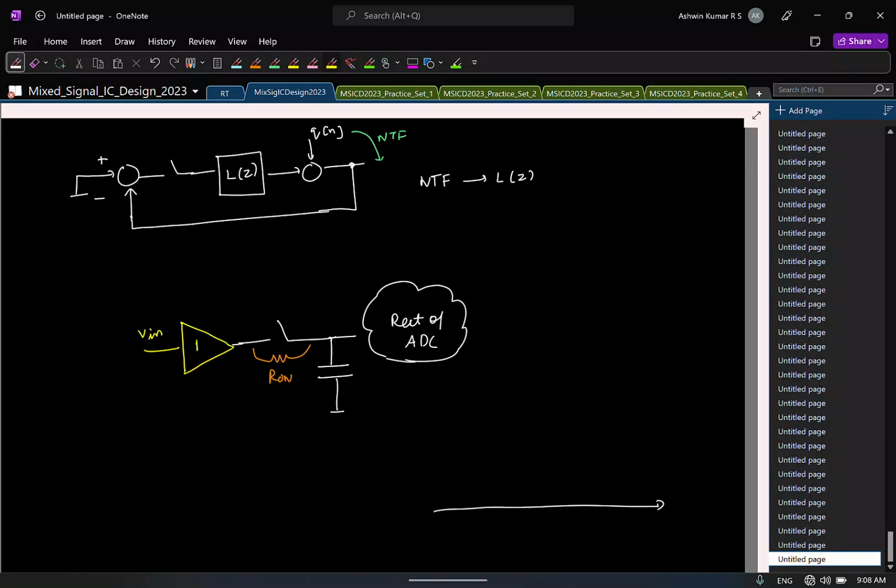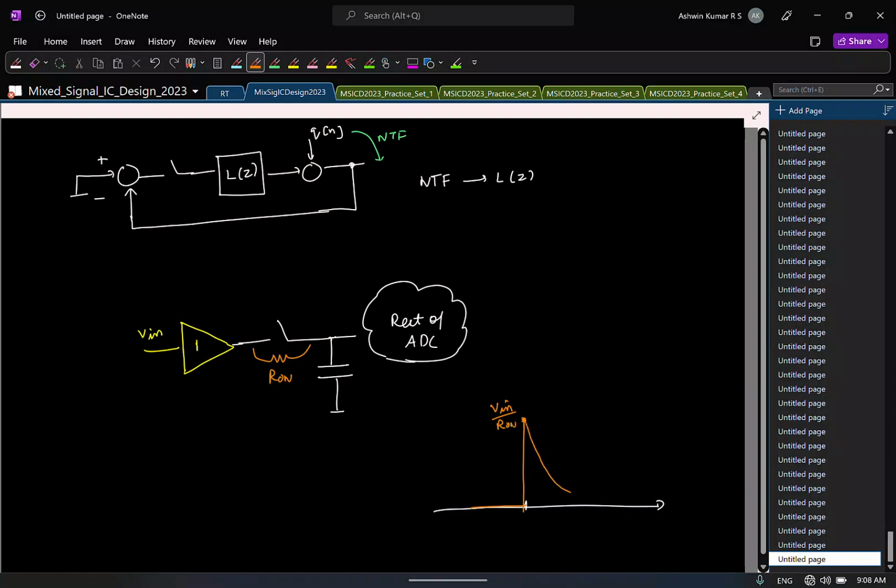Let us say the capacitor is initially uncharged and the switch is closed at this time instant. What will happen to the current drawn from here? It has a resistance of R on, so it will take in a current of V in by R on. Initially it is 0, then it spikes up to V in by R on, and then it decays to 0. Now for the same sampling capacitor, if I increase the sampling speed, what can you say about R on?